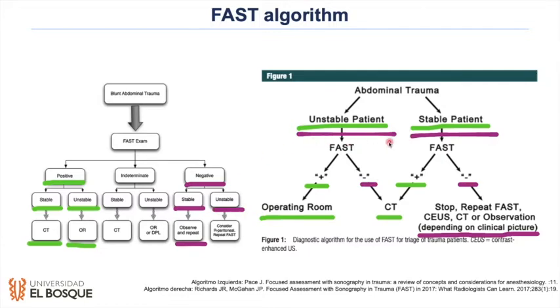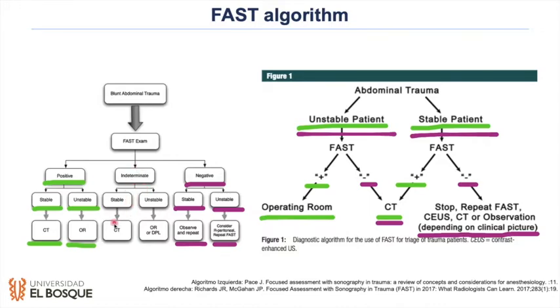But if you have an unstable patient and a negative FAST exam, this algorithm is going to tell you that you have to do a CT. But remember that if your patient is unstable, maybe you cannot transfer them to the CT unit, and maybe the patient is going to get more unstable on your way. But this algorithm is going to tell you that maybe you have to repeat the FAST exam. Maybe you did something wrong or you missed something. So this is why this algorithm has this part here that is the undetermined FAST exam.